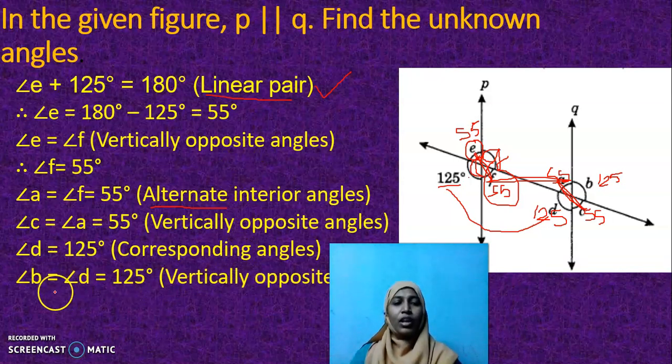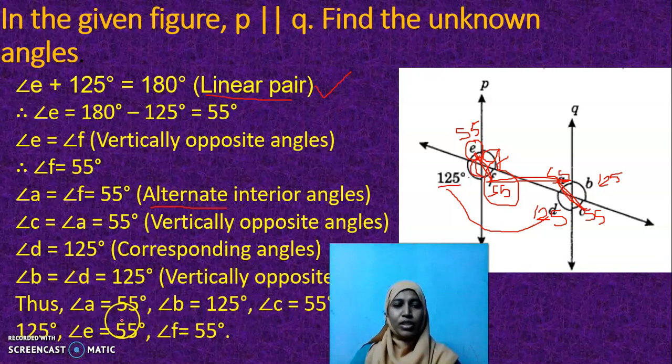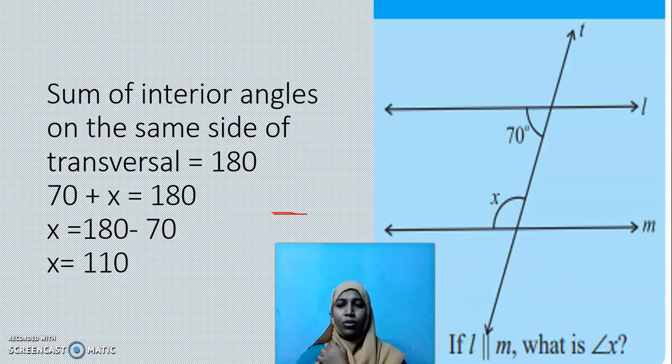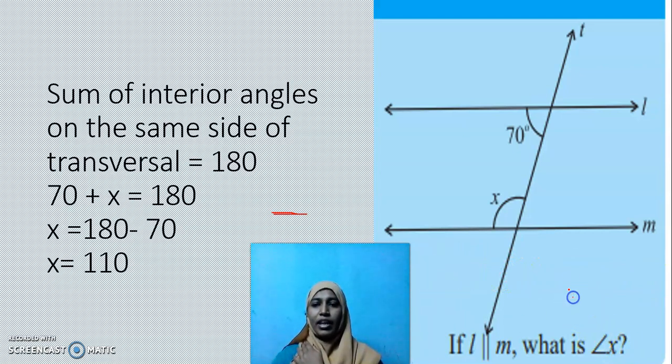Hope you understood. Angle B is equal to angle D, vertically opposite angle. So we found all the angles. Is it clear, my dear children? So now here the next question is, if L is parallel to M, what is angle X?